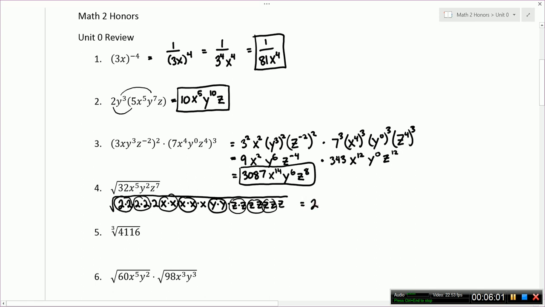So we end up with 2 times x times y times z to the 3rd. And we're left with everything we didn't circle, the 2xz beneath the square root. Simplifying this now, 2 times 2 is 4, x squared, y, z to the 3rd, square root of 2xz. And in this problem, we're going to assume all variables are positive. So that's our answer.